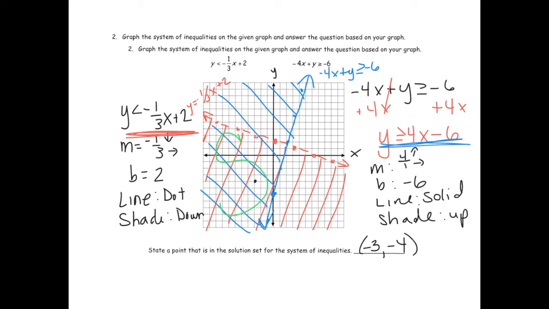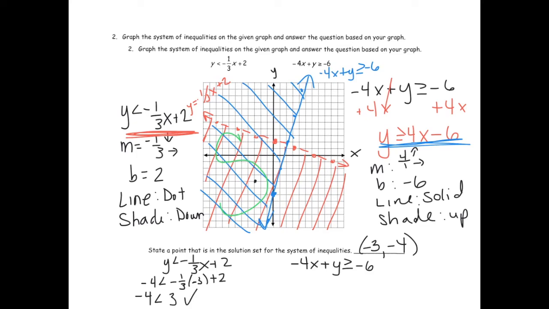All right, just to make sure, let's justify this by plugging it into both inequalities, into the original. So I have y is less than -1/3 x plus 2. And I have -4x plus y is greater than or equal to -6. And I'm just going to plug everything in and make sure it works out. All right, when I plug it in, I get, is -4 less than -1/3 times -3? That is +1. 1 plus 2. Is -4 less than +3? Yes, it is. So it works for that equation.